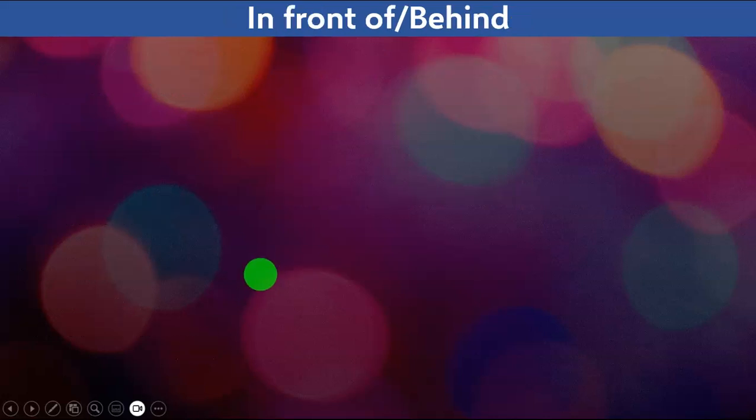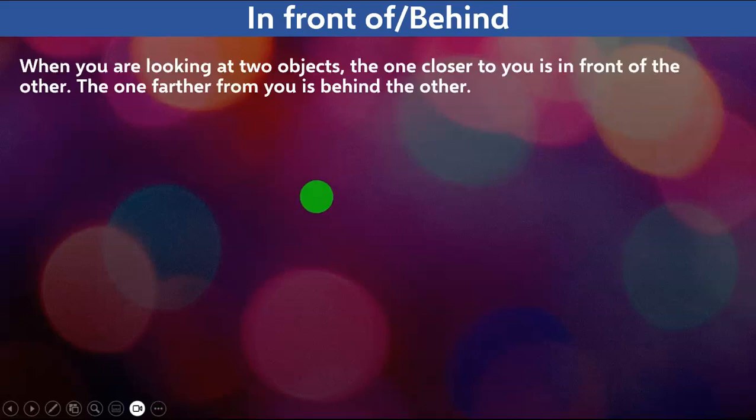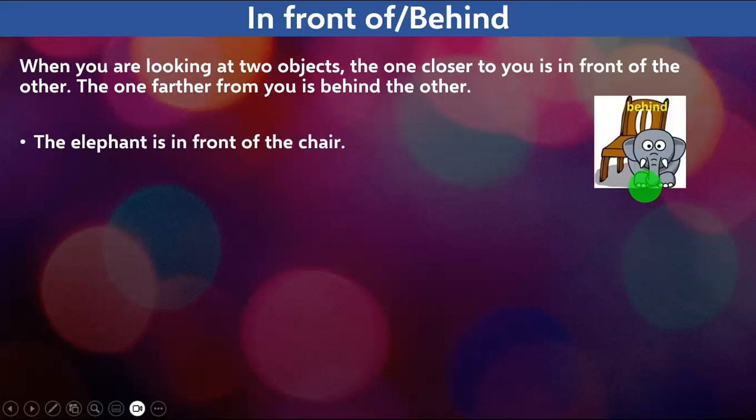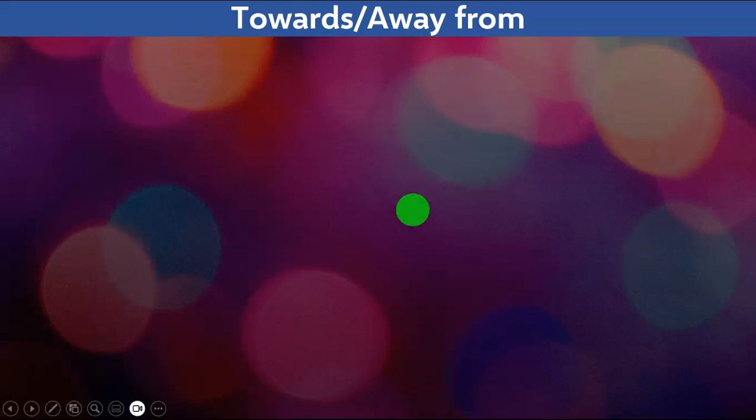Let's move on and understand the words in front of and behind. When you're looking at two objects, the one closer to you is in front of the other. The one farther from you is behind the other. Let's look at this picture. Right, the elephant is in front of the chair. Here is a chair, the elephant is in front of the chair, and the chair is behind the elephant. So that is the use of in front of and behind. That's pretty simple.